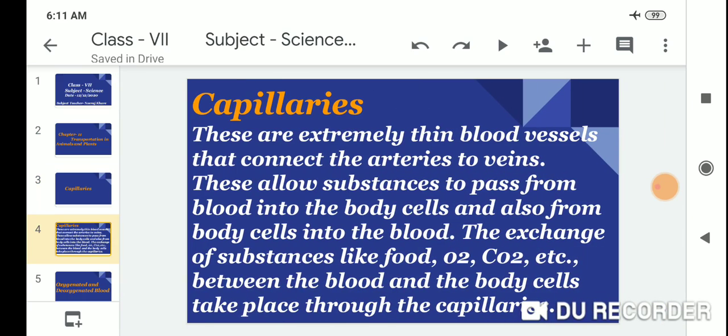Capillaries are extremely thin blood vessels that connect the arteries to the veins. They allow substances to pass from the blood into the body cells and also from the body cells into the blood. The exchange of substances like food, oxygen, carbon dioxide, etc. between the blood and the body cells takes place through the capillaries.